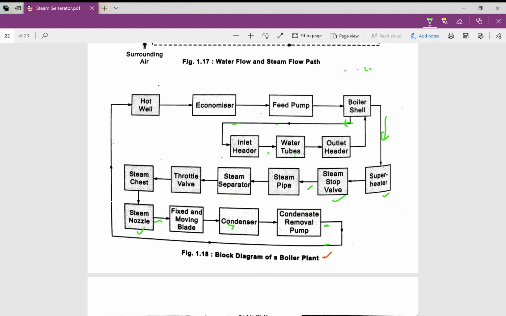So this is about the block diagram of a power plant. Now dear students, we will be going to solve numericals based on boiler performance in the next video.